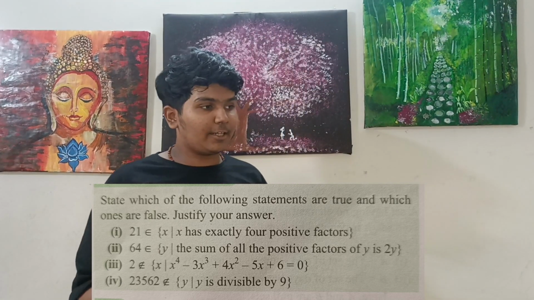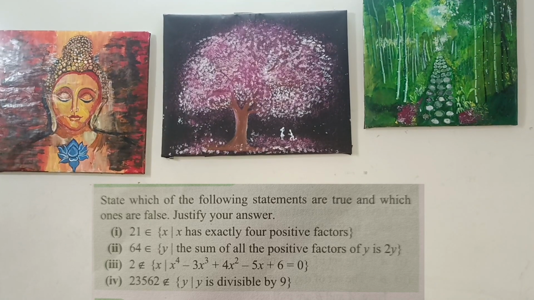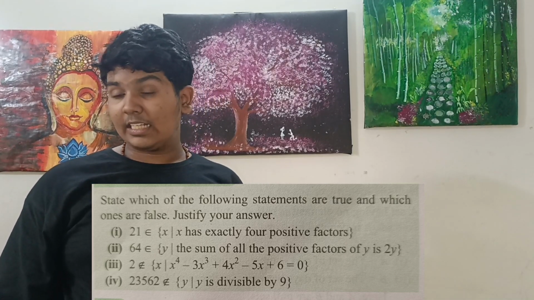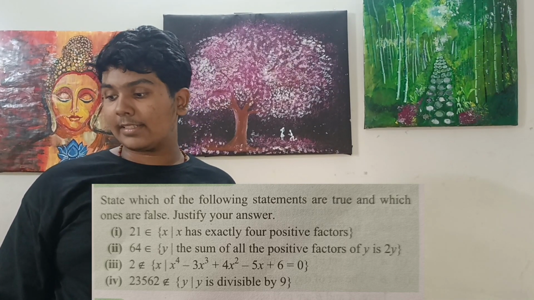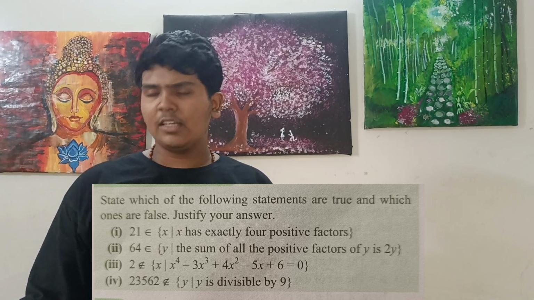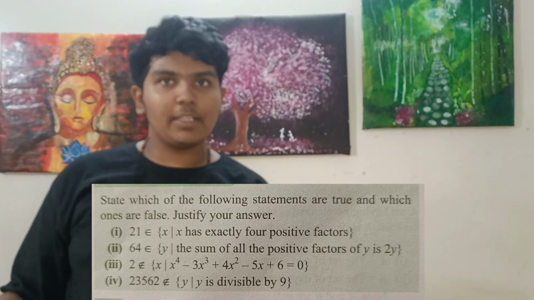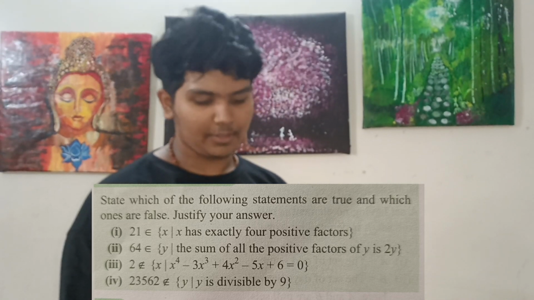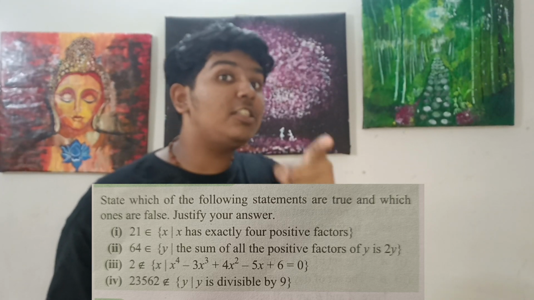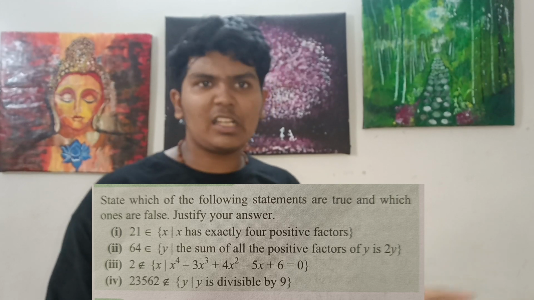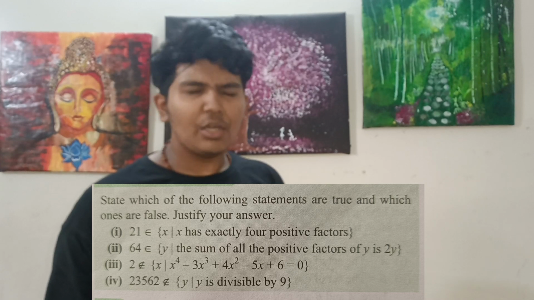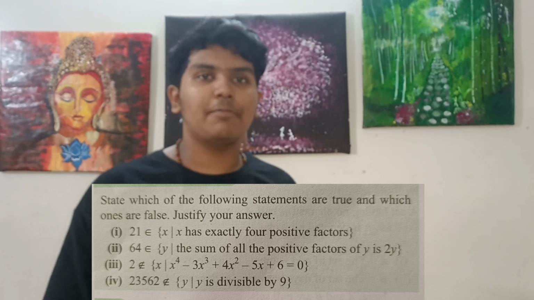So, the first question given here: 21 belongs to the set of x such that x has exactly 4 positive factors. Do you think it's true or false? Let's take an example. They have not given the numbers here, but they have given a clue, right? That is exactly 4 positive factors, which means all the numbers are positive. But the factors, and 21 is there. Now tell me, what are the factors of 21?